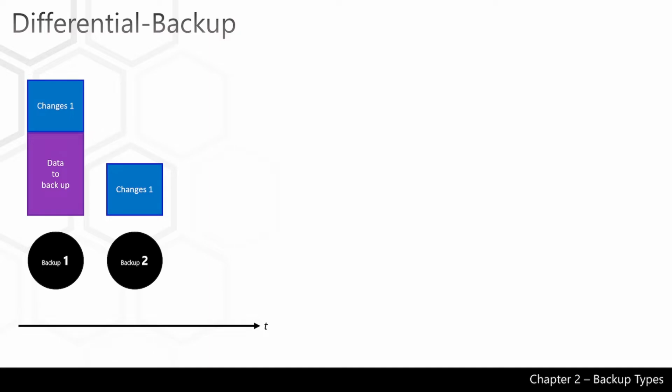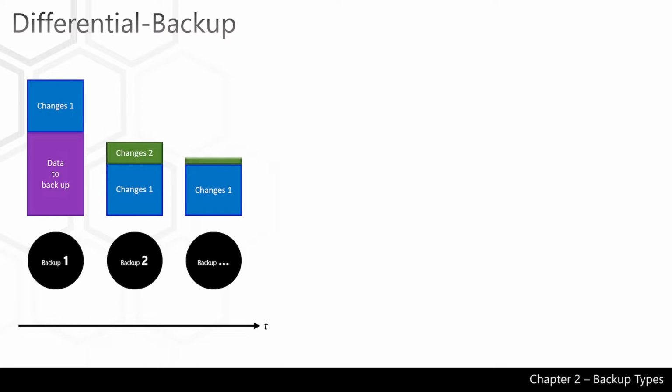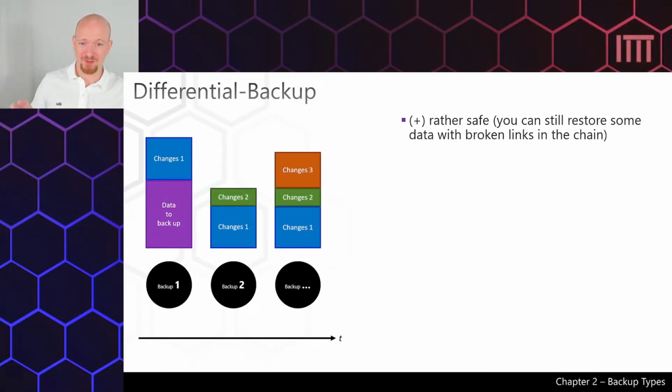In this diagram, changes 2 are done, and these changes will have to be backed up as well in the third backup, which then includes changes 1 and changes 2. The next changes, changes 3, will be included in the fourth backup as well. So a differential backup is still rather safe. You can still restore some of the data if your backup chain is broken. At least you can restore the data before the broken link and some of the data after the broken link.